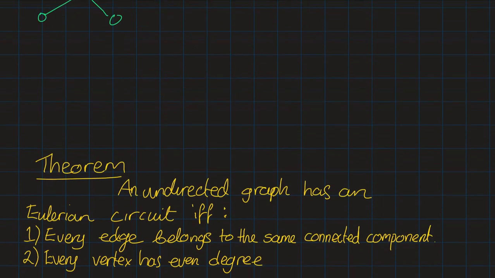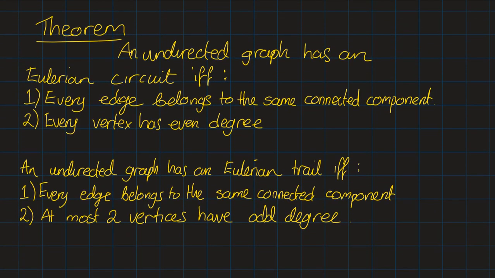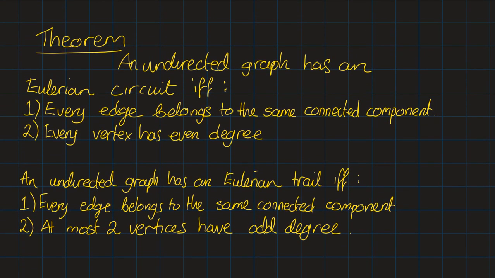Fortunately, there's a really powerful theorem which tells you which graphs are Eulerian. And it's a very important theorem. It gets 2 stars, so you should really pay attention to this theorem. It says, an undirected graph has an Eulerian circuit if and only if these 2 conditions are satisfied. The first condition, it's like a technicality condition. The first condition says every edge belongs to the same connected component.